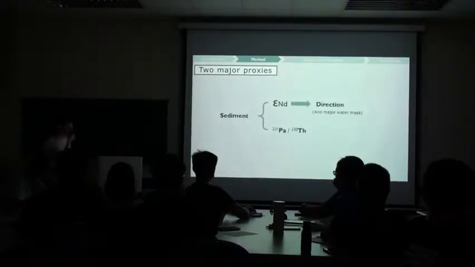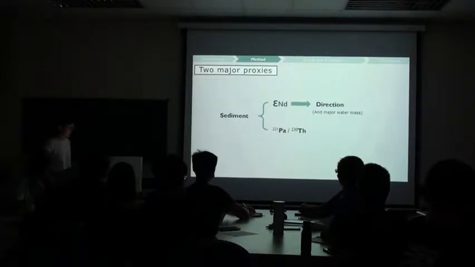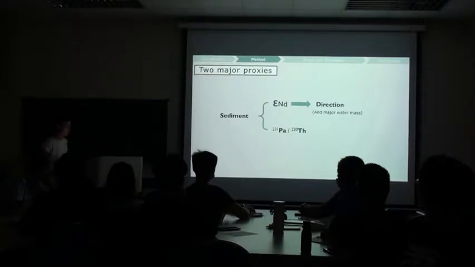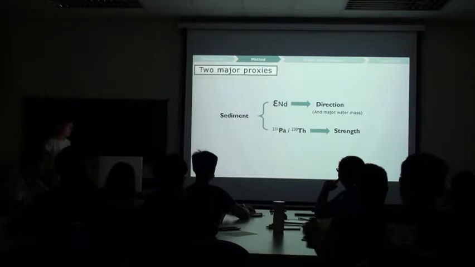So in short, neodymium is used to reconstruct the direction and the major water mass, and the protactinium thorium ratio is used to reconstruct the strength.